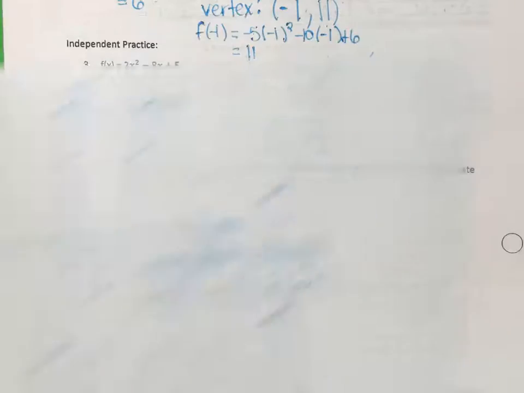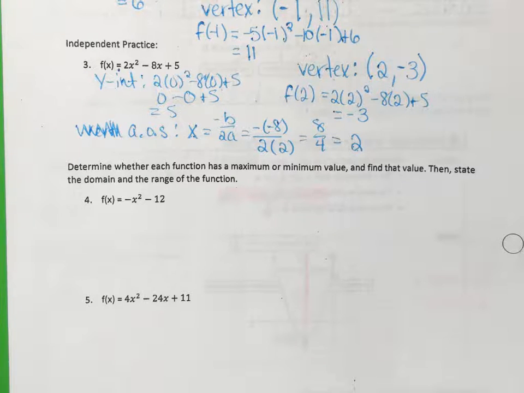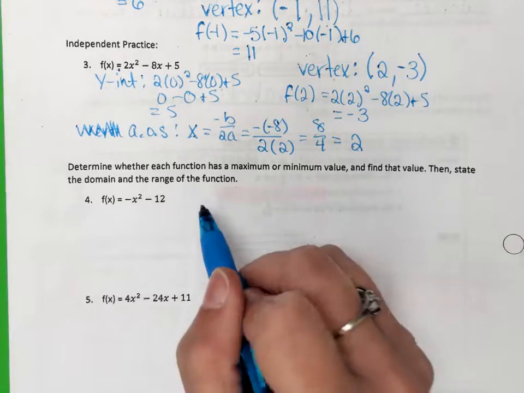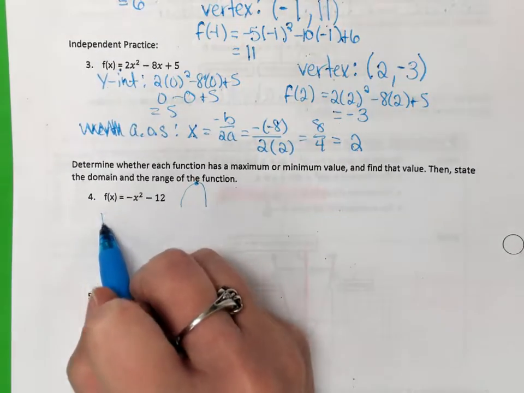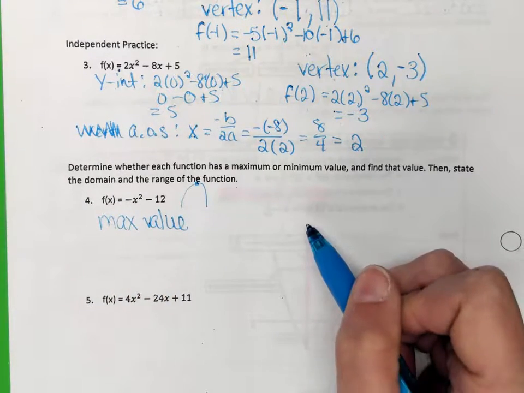Okay, here we go. So we are going to determine whether each function has a minimum or maximum value and find that value. Then we're going to state the domain and range of that function, okay? Now, what does this negative do to this graph? It flips it upside down, people. So what would that have? That would have a maximum value. You don't need to use your calculator for everything. You need to use your brain for some things.